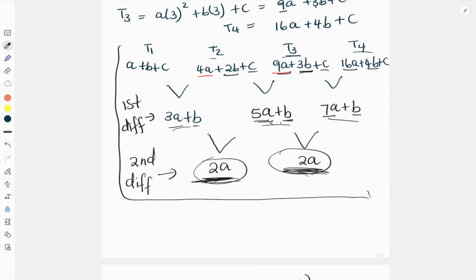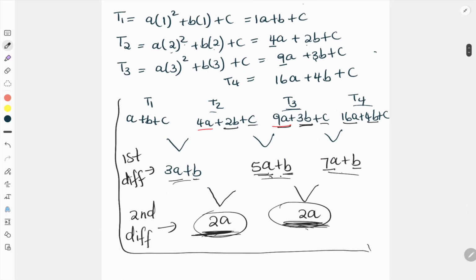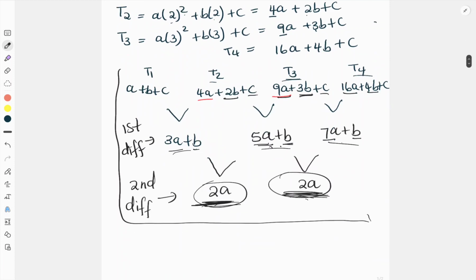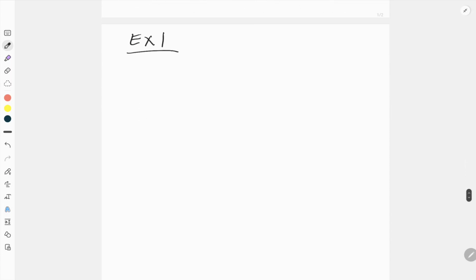So let us look at the following example. And remember, guys, they won't ask you to prove this. I wanted you to understand how the quadratic patterns work. So let us look at the first example. Let's say they gave you a pattern. Consider the pattern.